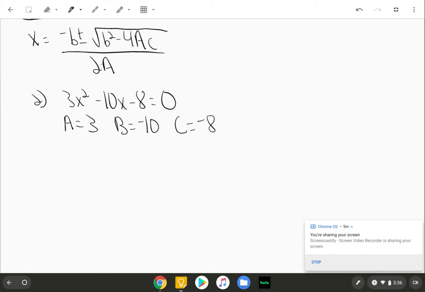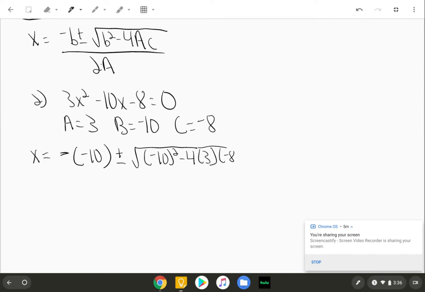And once again, we're going to plug those numbers into the formula. So x equals negative B plus and minus the square root of B squared minus 4 times A times C divided by 2 times A. All right, so I went ahead and made those substitutions.